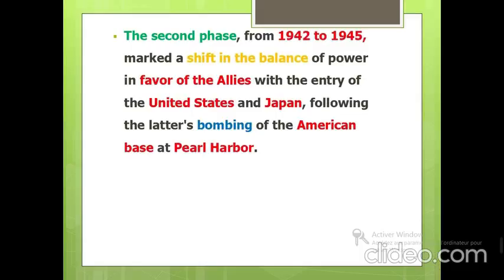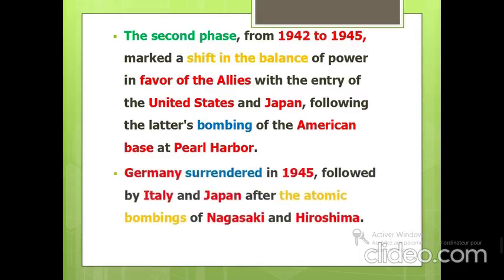The second phase, from 1942 to 1945, marked a shift in the balance of power in favor of the Allies with the entry of the United States and Japan, following the latter's bombing of the American base at Pearl Harbor. Germany surrendered in 1945, followed by Italy and Japan after the atomic bombings of Nagasaki and Hiroshima.